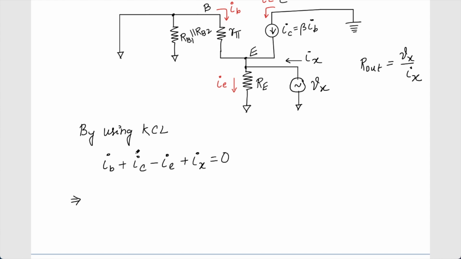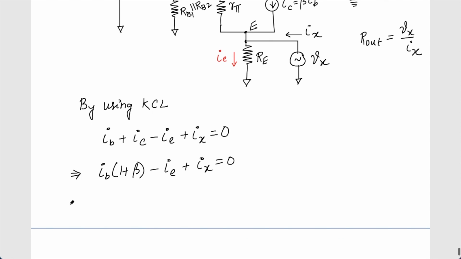And we know in this case IC is beta times IB, so what I can write is IB times (1 plus beta), minus IE, plus Ix is equal to 0. Now here basically I need to get this expression Vx by Ix. So if you see here, I can write this IE as Vx by Re. So this implies IB times (1 plus beta) minus Vx by Re plus Ix equals 0.